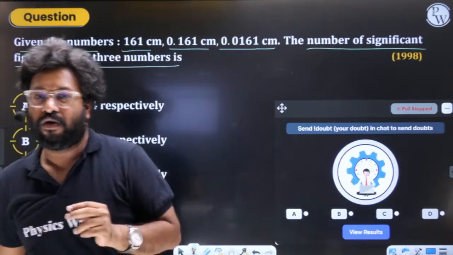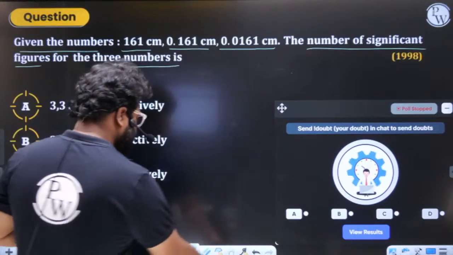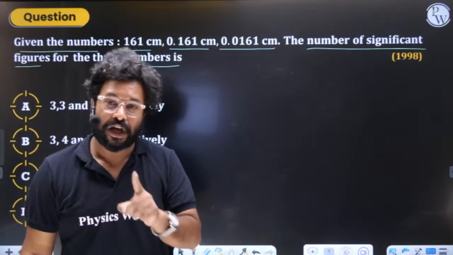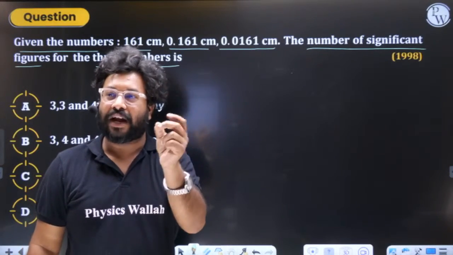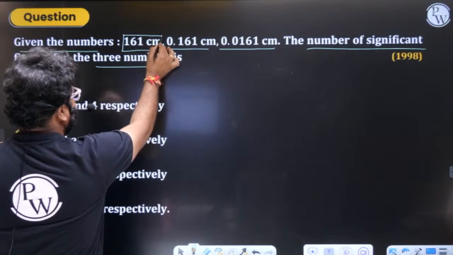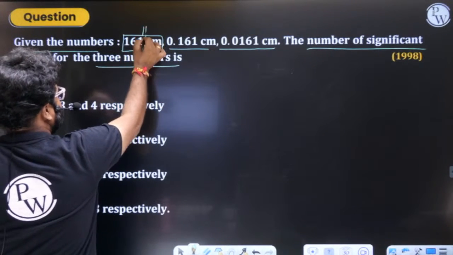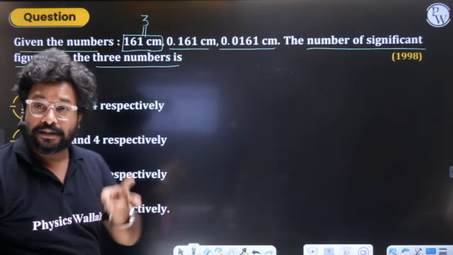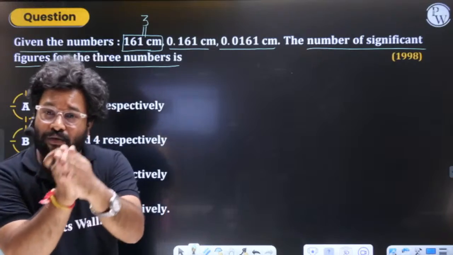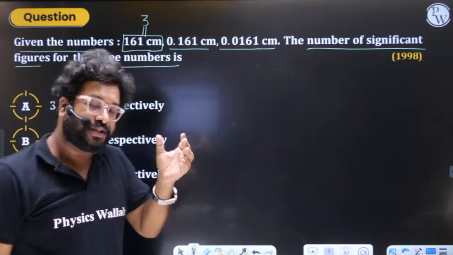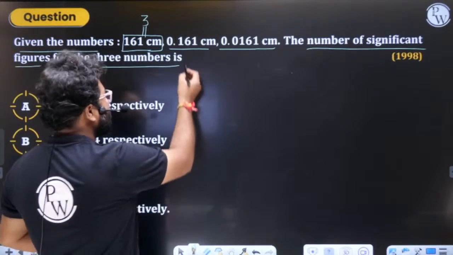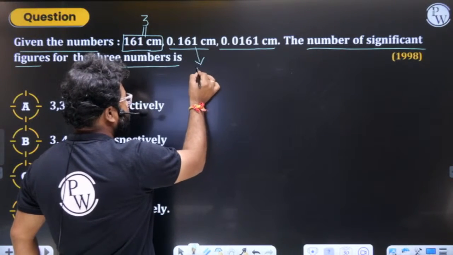Okay? Chalo. Cool. Fantastic. Time is up. Now let's solve this question. How many people have answered it correctly? First of all, look at here. 161 centimeter. How many significant figures does this number have? This has 3 significant figures, right? As we all know. Look at the second number, 0.161 centimeter. Now after the decimal point, all the numbers are non-zero. So basically this would also have 3 significant figures.